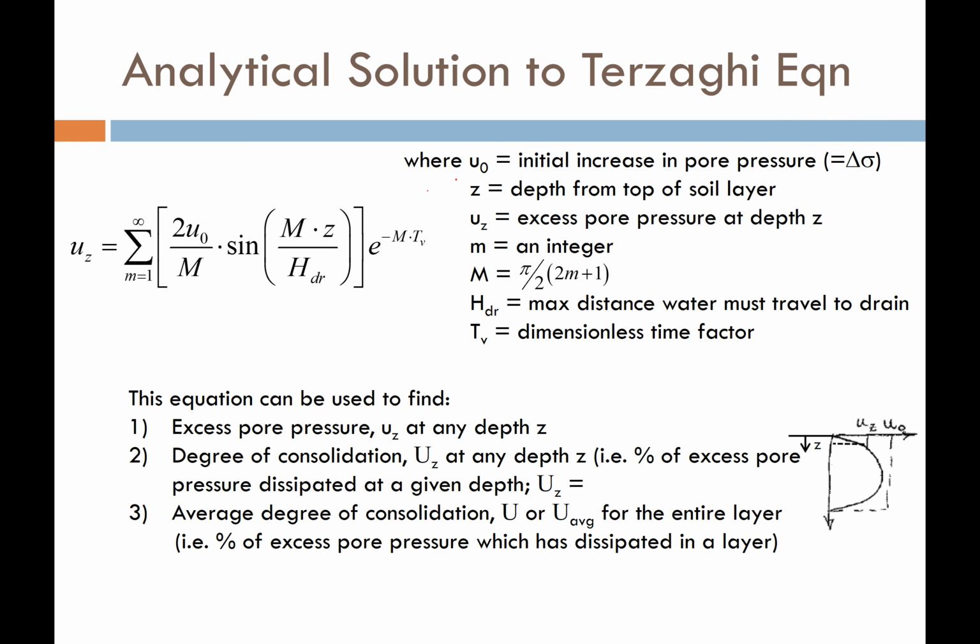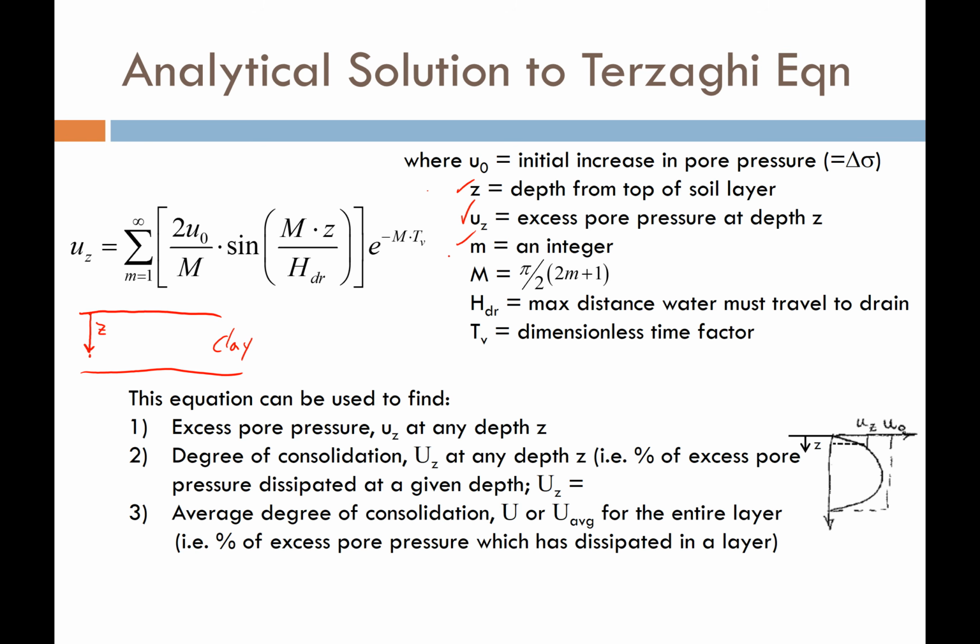We already introduced z. Now there's this term u_z. That's going to be the pore pressure at some depth z. So here's my clay layer. And from the top of the clay layer down, that's going to be z. So at some depth z in the clay layer, it's going to be the excess pore pressure at that depth at whatever time we're interested in.